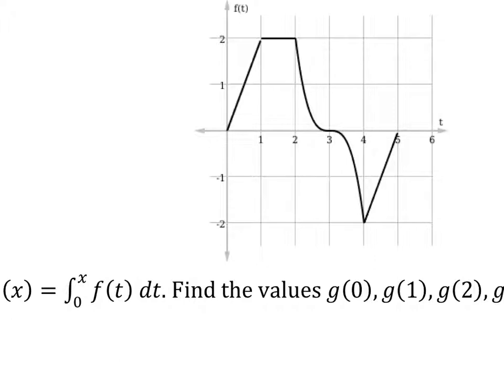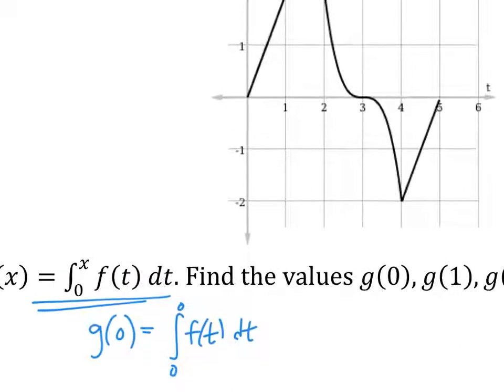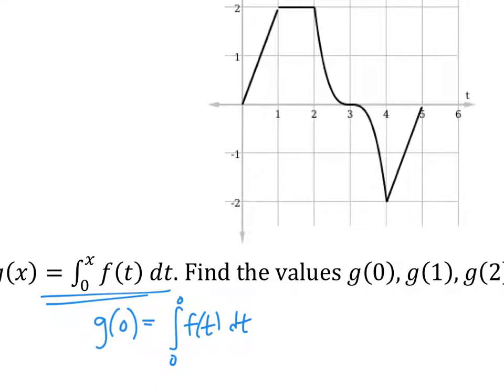All right, so let's look at all of these functions of g and then evaluate them. So g of 0. G of 0 means x is 0. So this is basically just plugging it into that equation. This is g of 0, which is the integral from 0 to 0 of f of t dt. Let's look at the curve. What is the area underneath the curve from 0 to 0? Nothing. So this is 0.